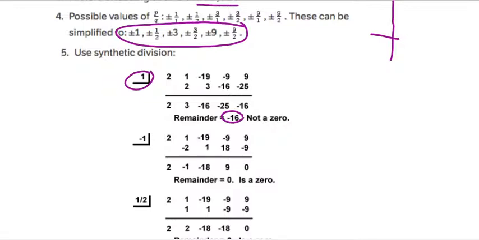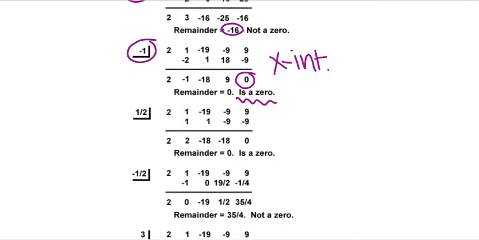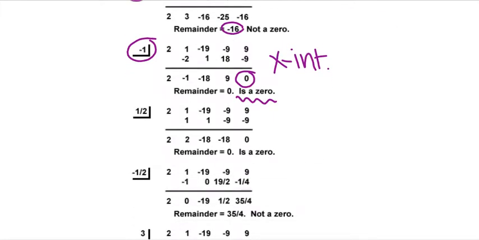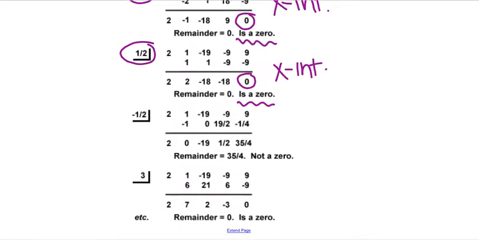So no x-intercept. Then let's try negative 1. Use synthetic division. Notice here, we get a remainder of 0. So this is going to give me an x-intercept. Again, you don't have to write this down. You're just watching. Then we just choose another one within our list from the rational root, and we get another remainder of 0. So here's another x-intercept. And then you would just continue so on and so on. Here's one more. So we'd have another x-intercept at x equals 3.